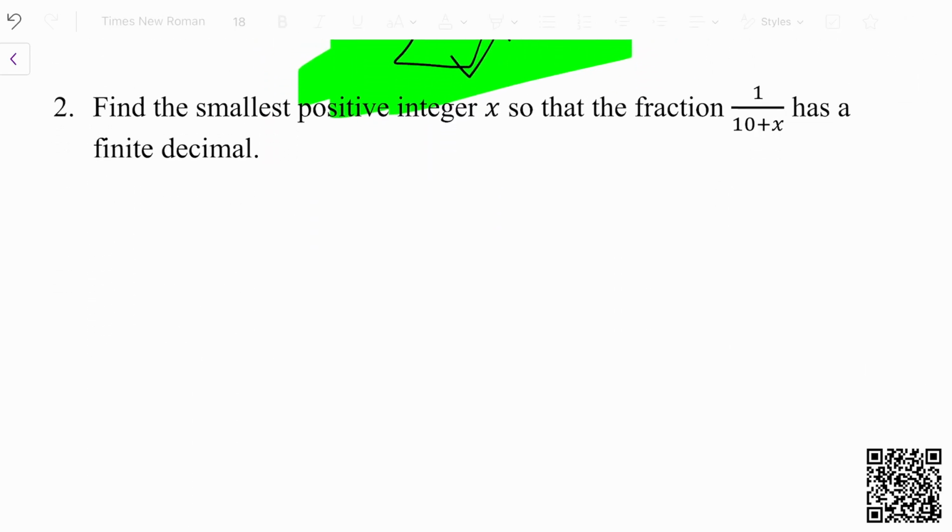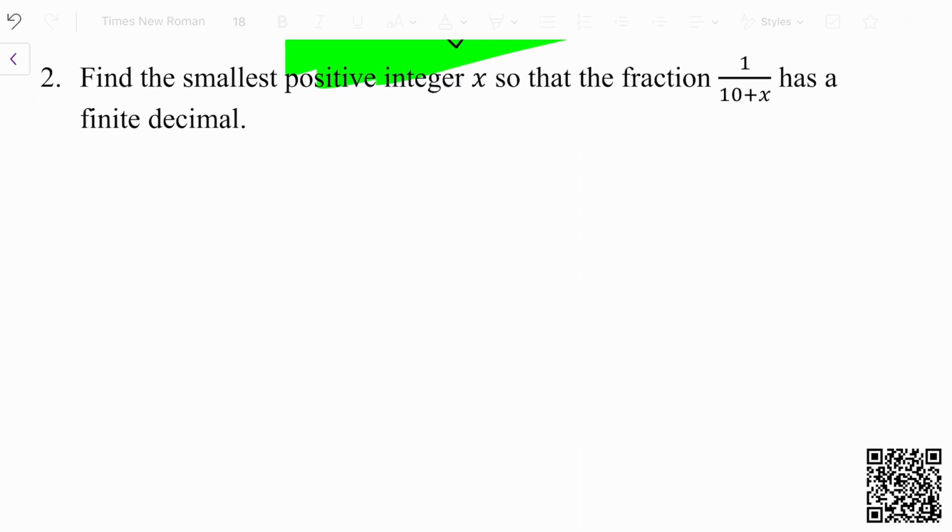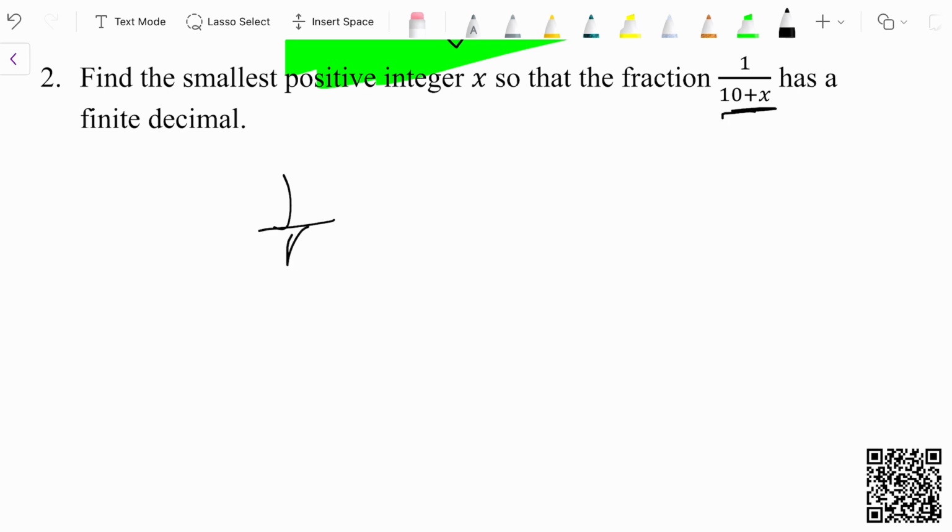Moving on to problem number 2: find the smallest positive integer x so that the fraction 1/(10 + x) has a finite decimal. There is this cool rule that makes your job a lot easier. When the bottom number is n, so 1/n, n's prime factorization can only include 2 and 5. So, for example, 8 would be able to create a finite decimal, but 7 wouldn't, because 8 only includes 2's. It can include 2's or 5's or both.